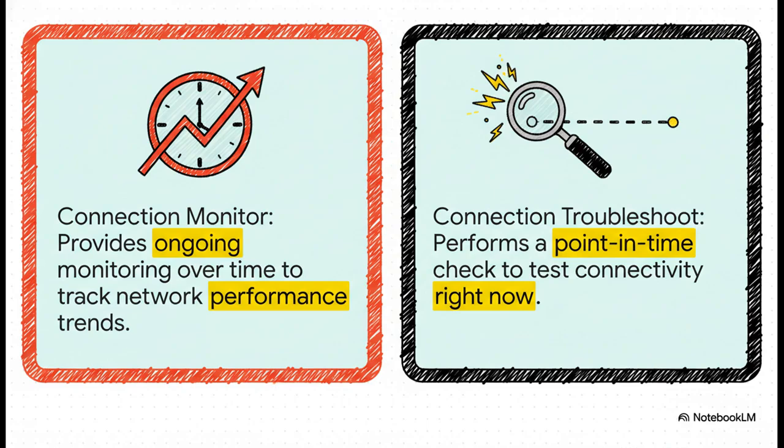Now, it's really important to get the difference between two tools that sound alike. Connection Monitor, the one we saw earlier, is your ongoing 24/7 surveillance. It's always watching. Connection Troubleshoot, on the other hand, is your on-the-spot investigation. It does a single point-in-time check to test connectivity right now. So think of it this way. The monitor tells you how things have been performing, while Troubleshoot tells you what's happening this very second.